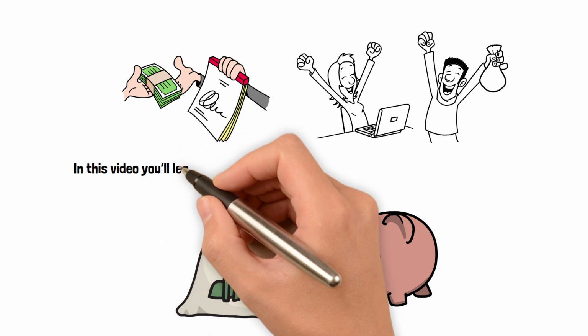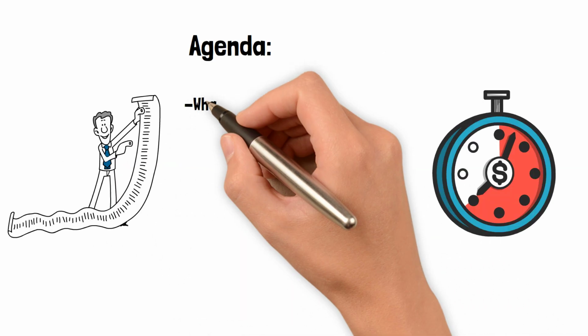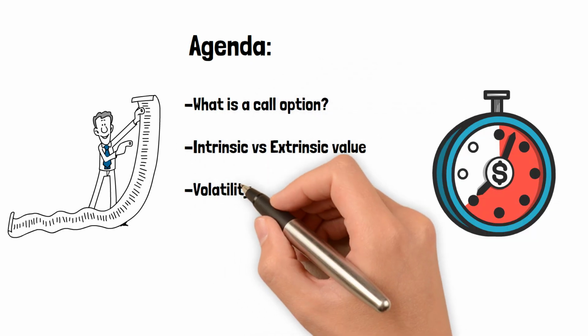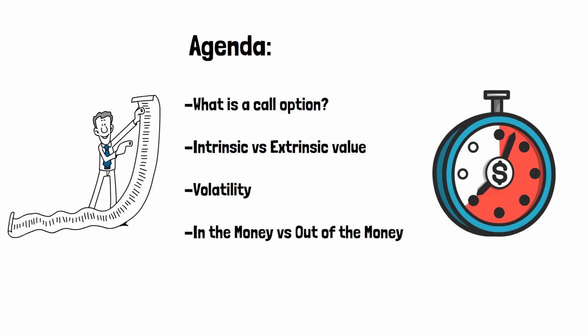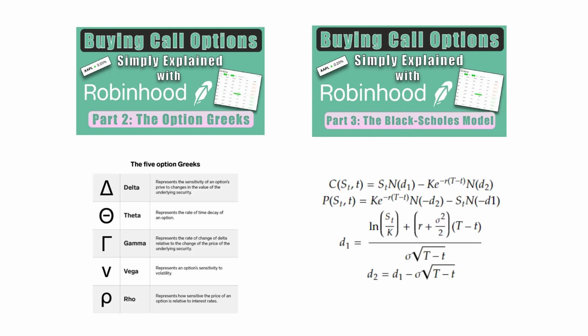In this video, you'll learn all about call options using real examples from Robinhood. We'll talk about what a call option is, plus the concepts of intrinsic versus extrinsic value, volatility, and in the money versus out of the money. Part 2 will explain the option Greeks, and Part 3 will explain the Black-Scholes Model.